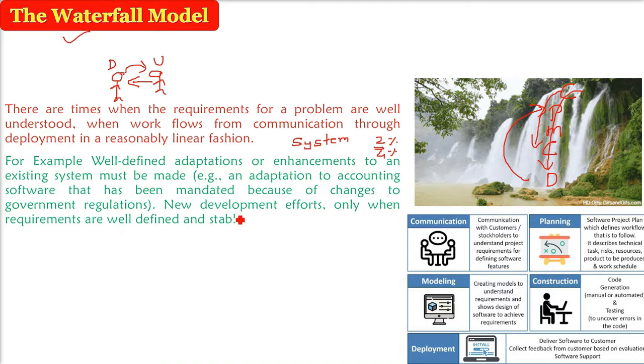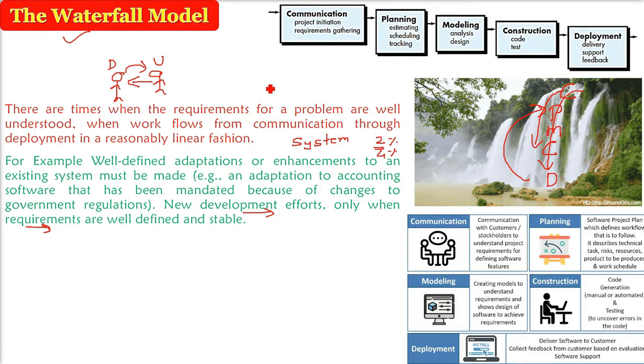If you're talking about software from scratch, that is a new development effort, you can only use the waterfall model when the requirements are clear-cut, well-defined, stable, and you and the user or the stakeholder have agreed upon them, and there is nothing more to tell. So from communication, the first phase of the waterfall model, to planning, then modeling, construction, and deployment, this is one by one, a proper linear flow, always a linear flow. You can never go back. That is, you always have to go forward.